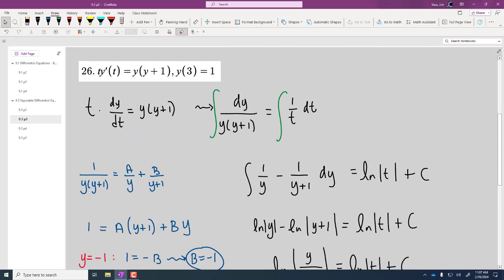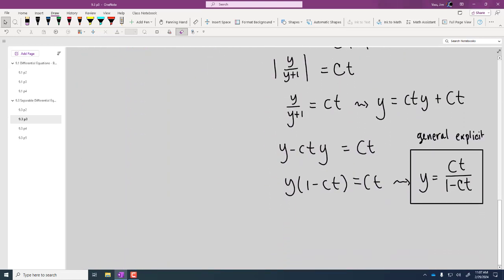The initial value is y of 3 is 1. So once we have our explicit general, now we find our explicit particular. So this tells us y is equal to 1 when all the t's are replaced with 3. So now we have to solve that for C.